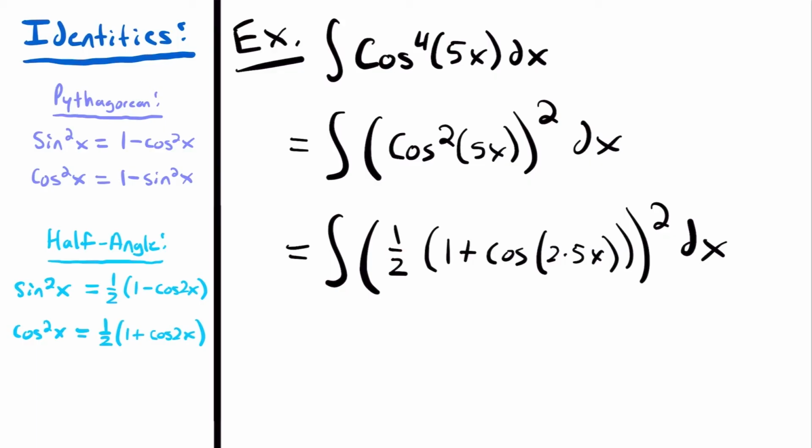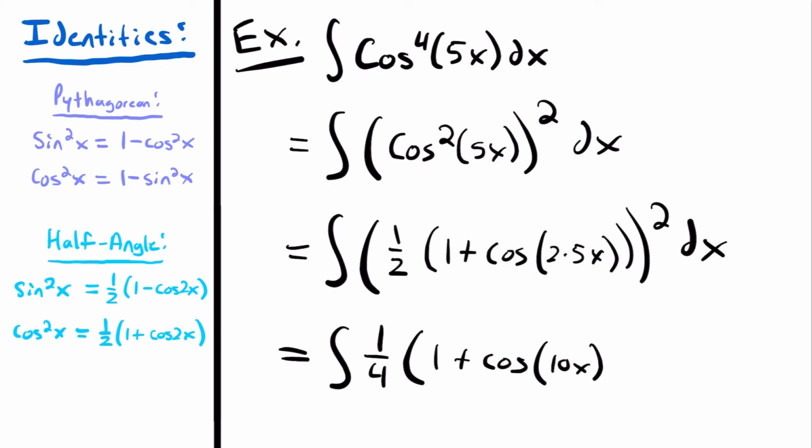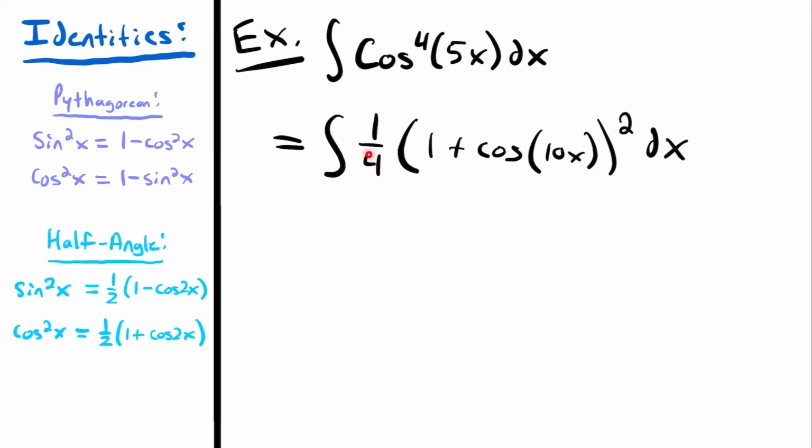Okay, and so if we square both parts here, we will have that this is equal to the integral of 1/4 times 1 plus cosine of 10x, right? 2 times 5 is 10, and that will be squared times dx. Okay, so 1/2 squared is 1/4, and then we squared this quantity, and so we have 1 plus cosine of 10x squared. All right, and so if I clean up my work here, we can simplify this by pulling this 1/4 to the outside of the integral and then expanding this squared quantity, right? So this will be equal to 1/4 times the integral of the expansion of this squared quantity.